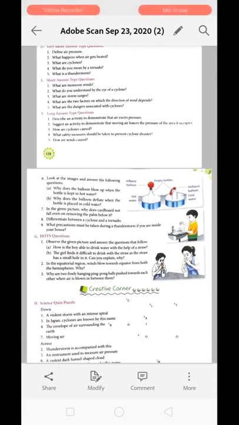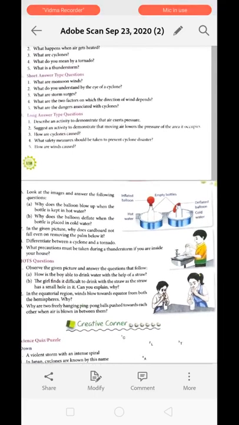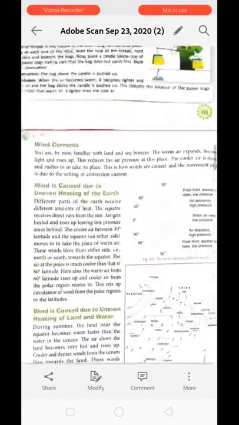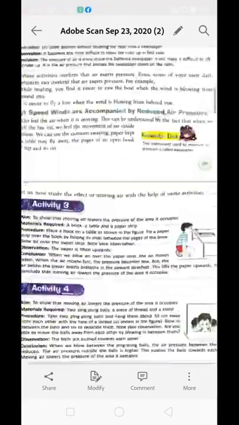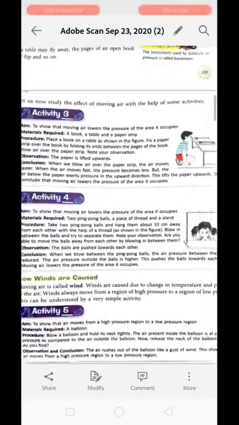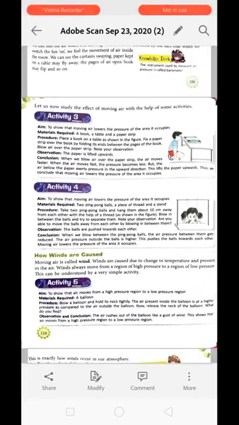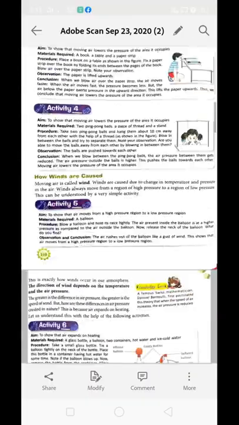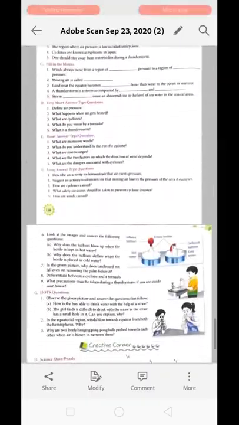Next question. Suggest an activity to demonstrate that moving air lowers the pressure in the area it occupies. For this you will write activity number 3 or 4. Both of the activities are proving the same thing. Activity 3 or 4 you can write for this question's answer.